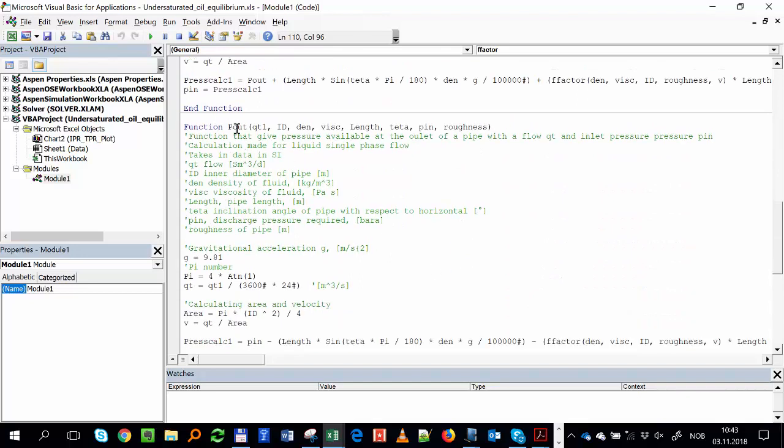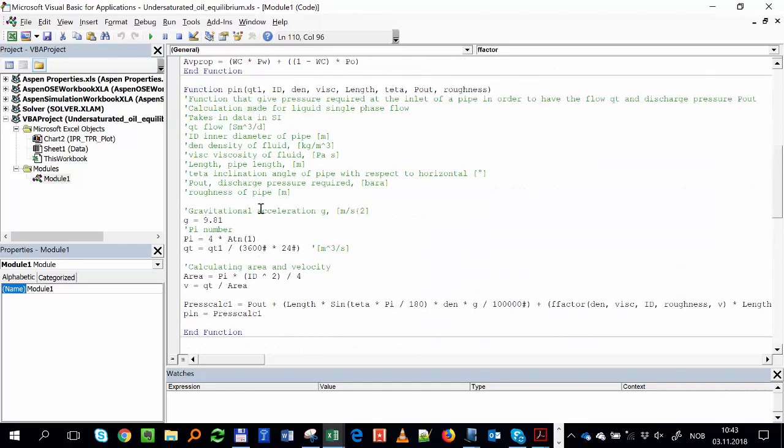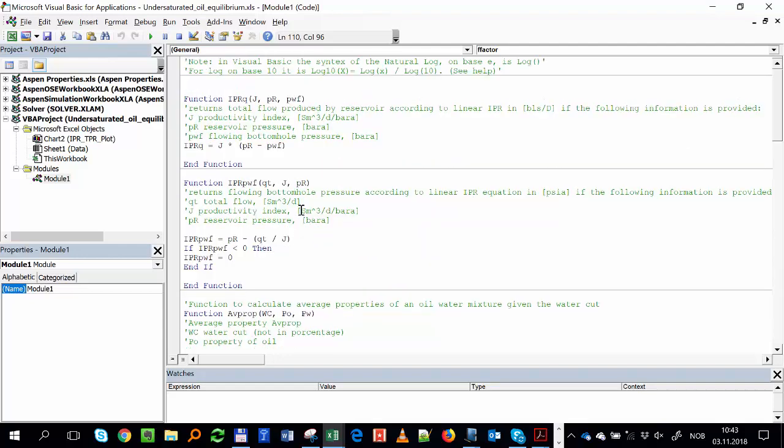That calculates, if I give the pressure at the inlet of the pipe, the pressure at the outlet of the pipe. So which equation do we have to use here? P in, right? We want to calculate the required pressure at the inlet of the tubing. And let's see, IPR, it's this equation, one called IPR. There are two IPRs, one giving you pressure. Is that the one we need?